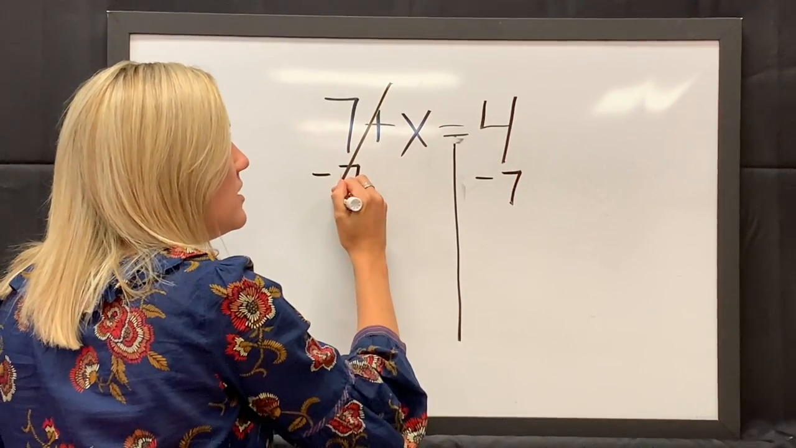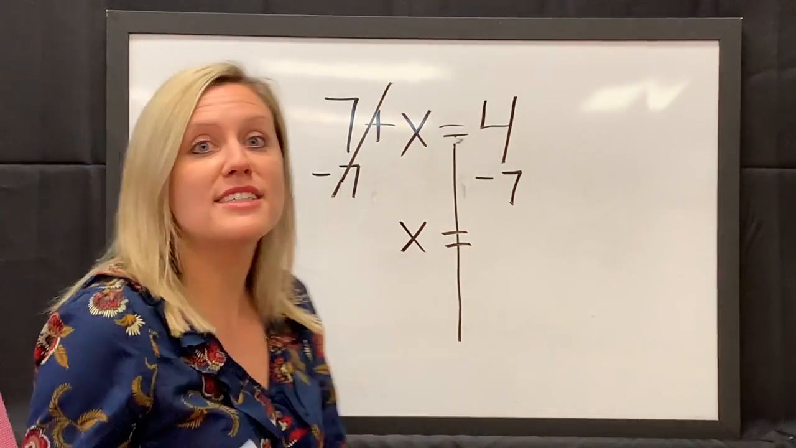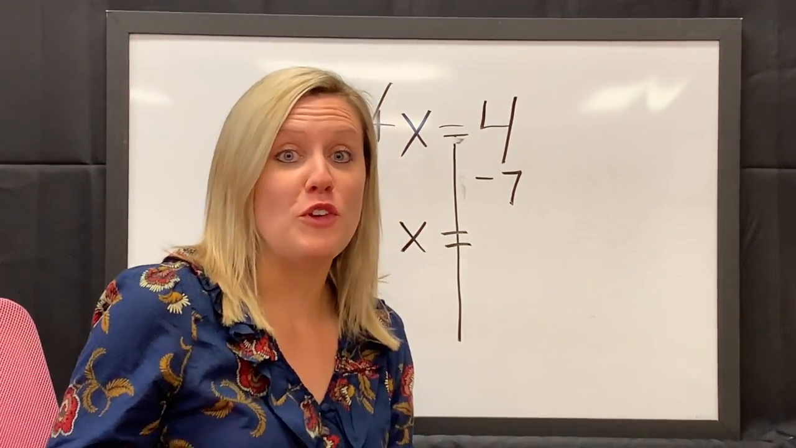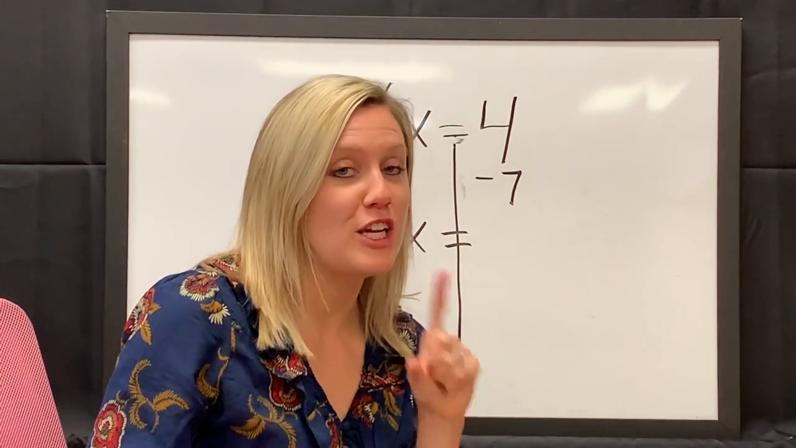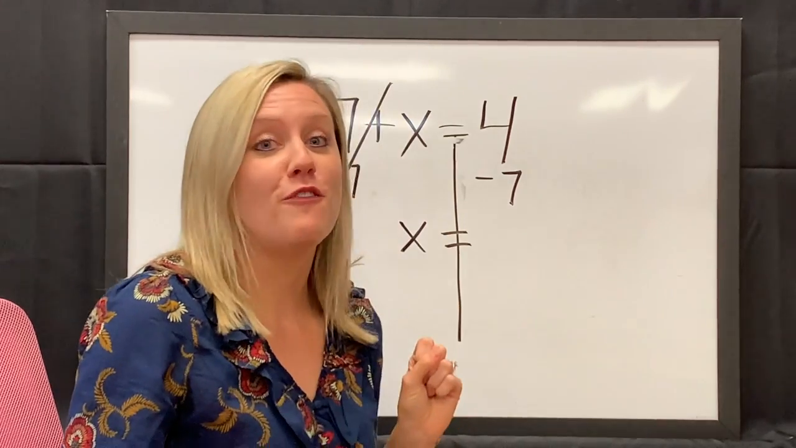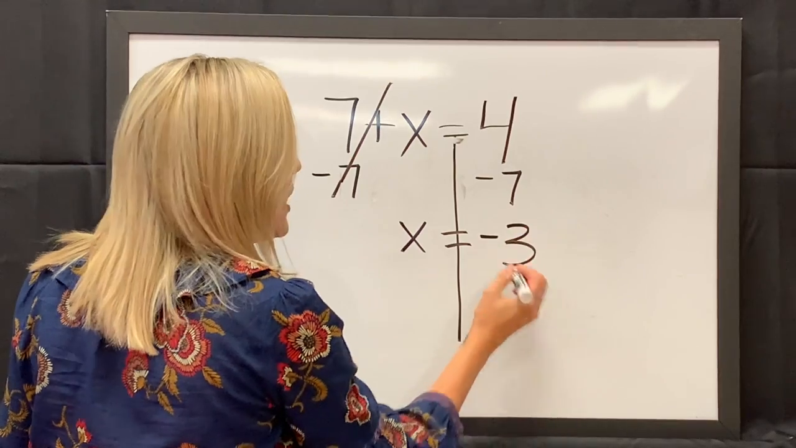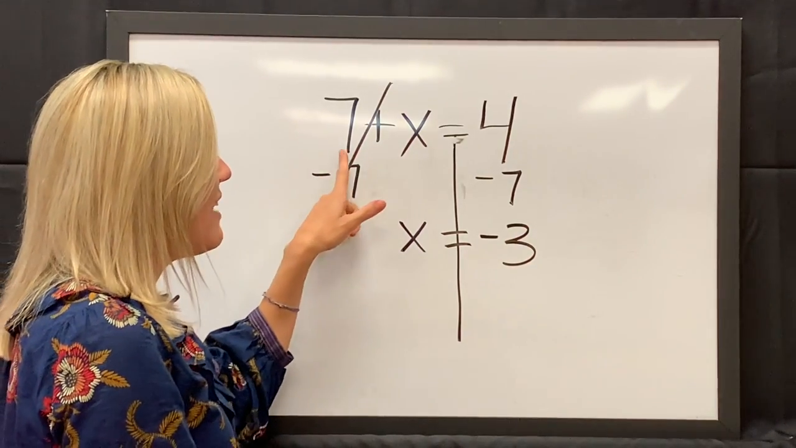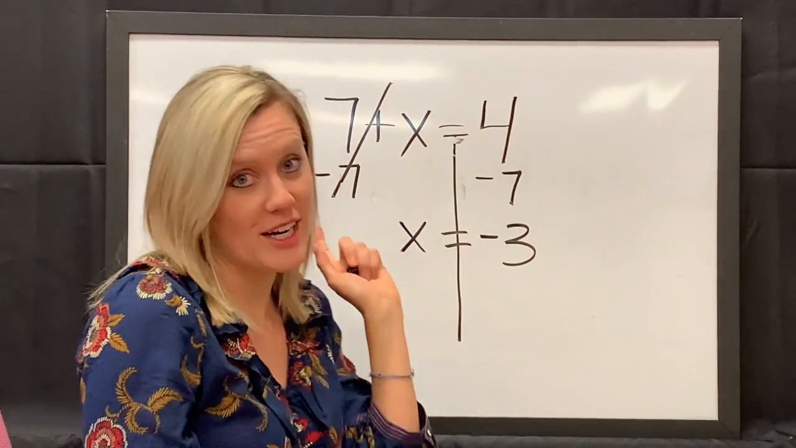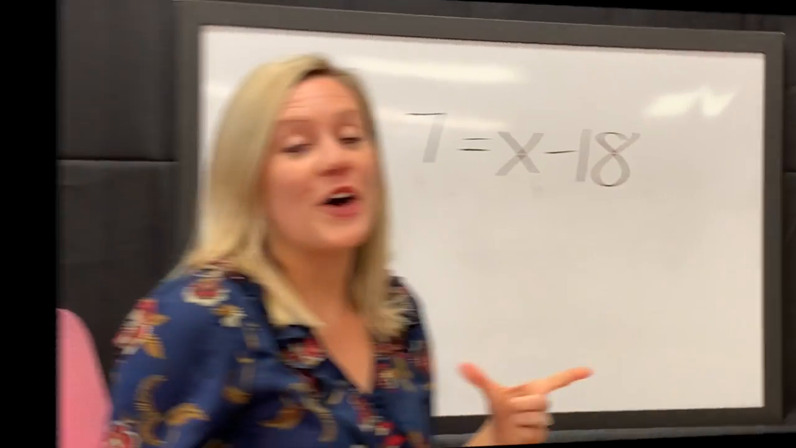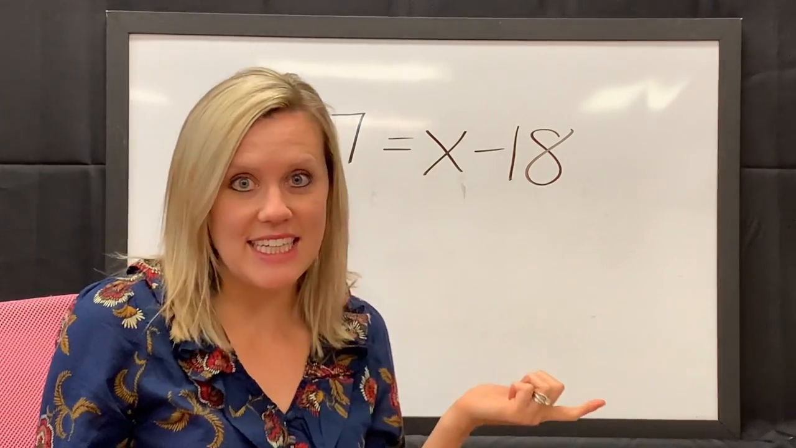These will cancel, and then I'm going to have x is equal to, what is 4 minus 7? So if you think about it, if you have $4 and you spend $7, you are going in debt. 4 minus 7 is negative 3, okay? And then we can also check our work. 7 plus a negative 3 would give us 4. Let's do another.